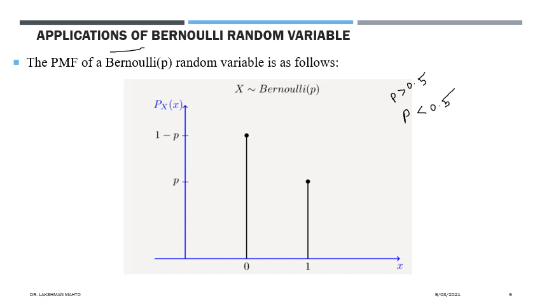Are you able to listen to me? Anyone? See the plot of this probability mass function and tell me, specifically for this plot, what are the possible values of p, whether p is less than 0.5 or greater than 0.5.